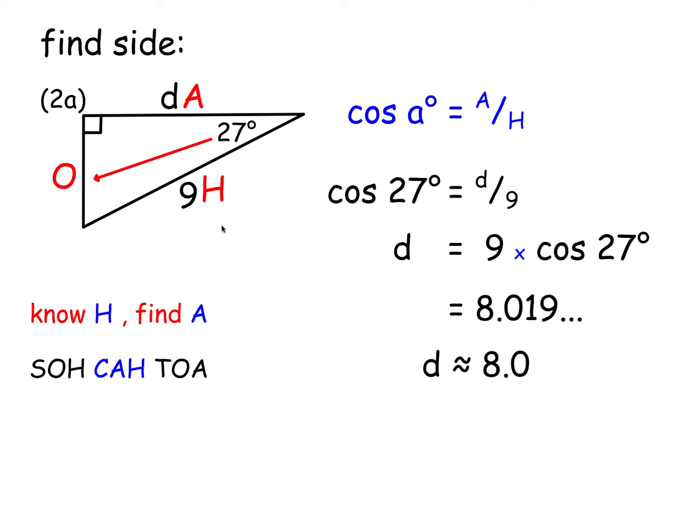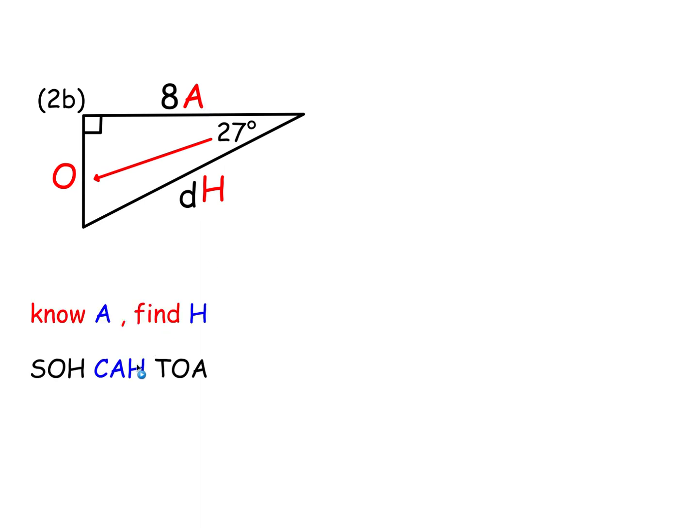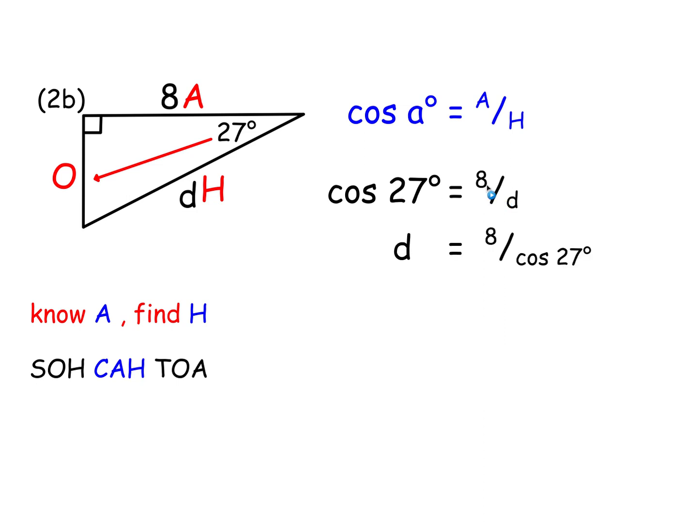A similar triangle is going to be used in the next one, which is simply doing exactly the same as before, labelling the sides and identifying it's cosine. There's the ratio. First line of working, cos 27 is adjacent 8 over hypotenuse D. Letter on the bottom, swap with the trig function. 8 divided by cos 27 in the calculator and round it off. Four lines of working.